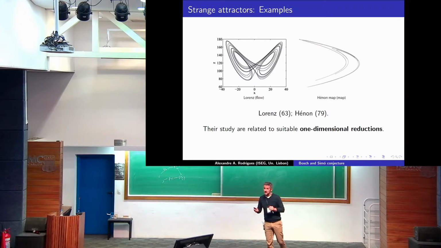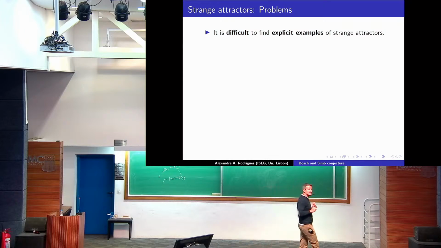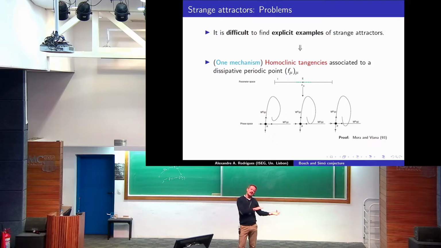For example, the Hénon map: the discovery of the Hénon map started in the 70s, but the final proof was done by Benedicks and Carleson in the 90s and 2000. So it took a period of 30 years to prove analytically that we have a strange attractor. So it's difficult to find strange attractors. Now we are interested in finding mechanisms to find strange attractors. Instead of proving strange attractors, let's prove a mechanism to have a strange attractor.